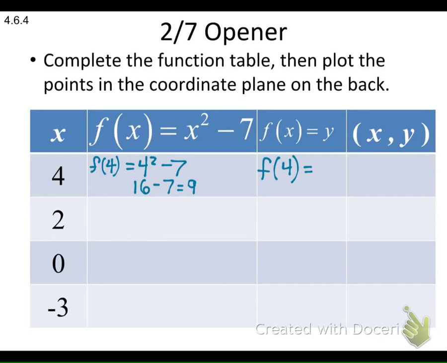And then over here in this column, we're going to write what we got. So the function of 4 equals 9. And then my ordered pair is going to be 4, 9. Okay, does everyone remember that? It looked like everyone pretty much remembered. Good job.